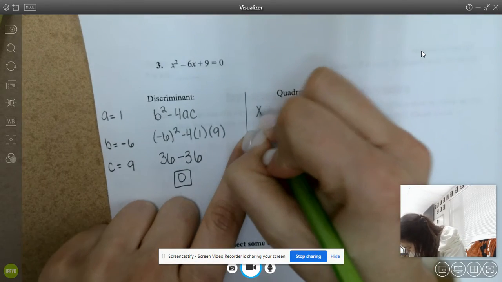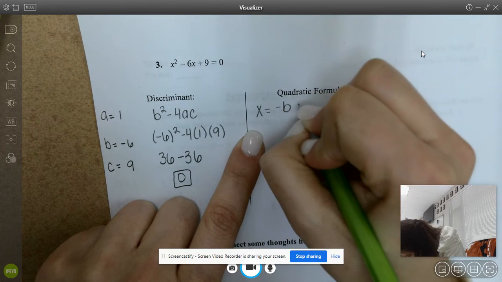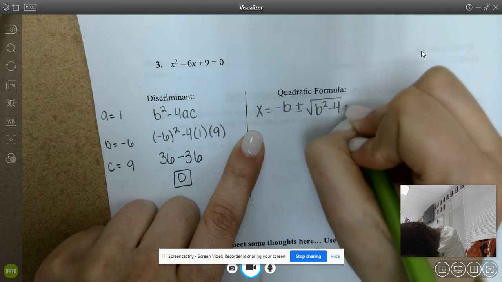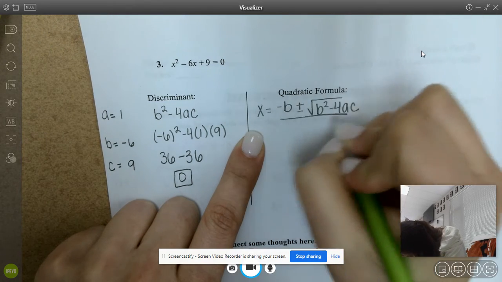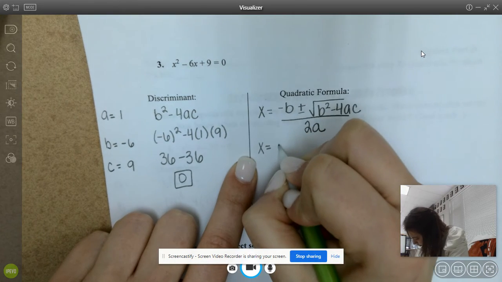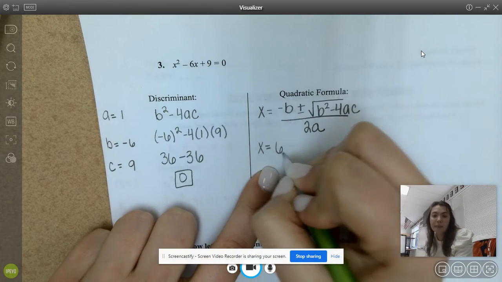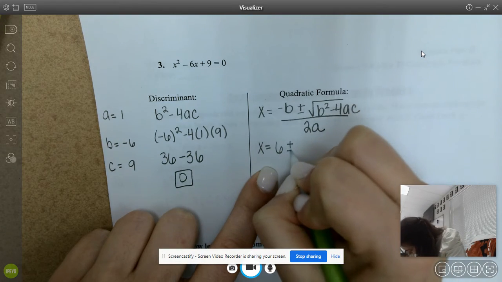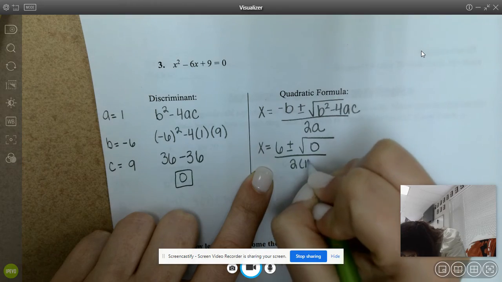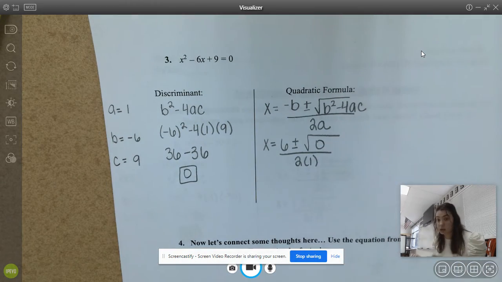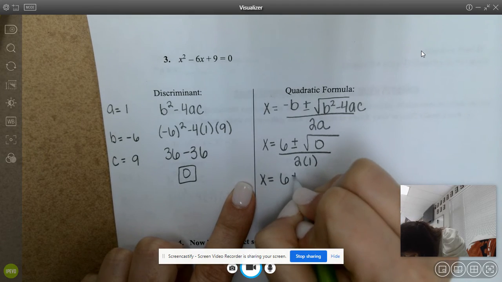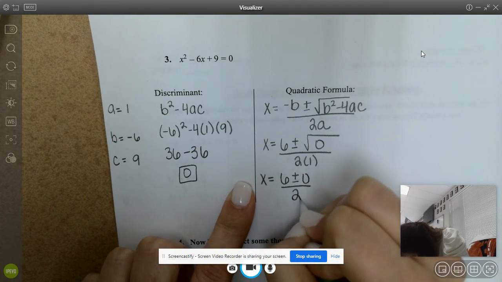So here we're going to look at x is equal to the opposite of b plus or minus the square root of b squared minus 4ac all over 2 times a. x is equal to positive 6, right? The opposite of 6, plus or minus the square root of 0 all over 2 times 1. Well, the square root of 0 is just 0. So we're left with x is equal to 6 plus or minus 0 over 2.